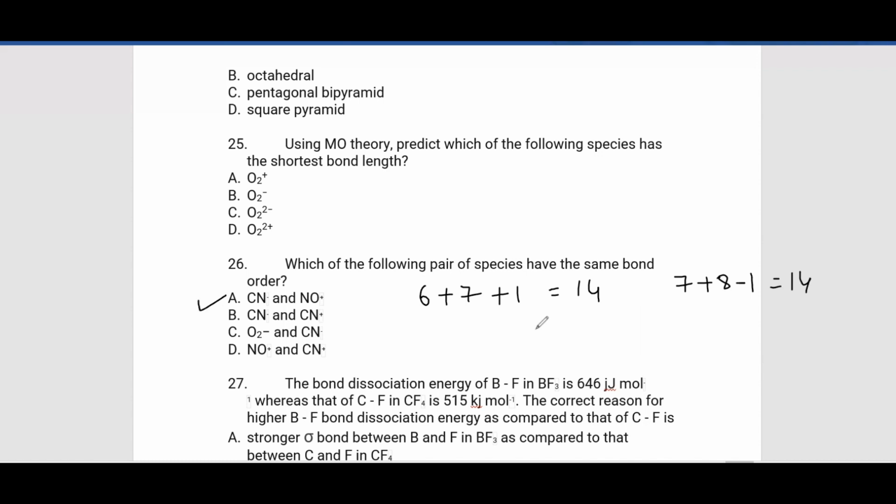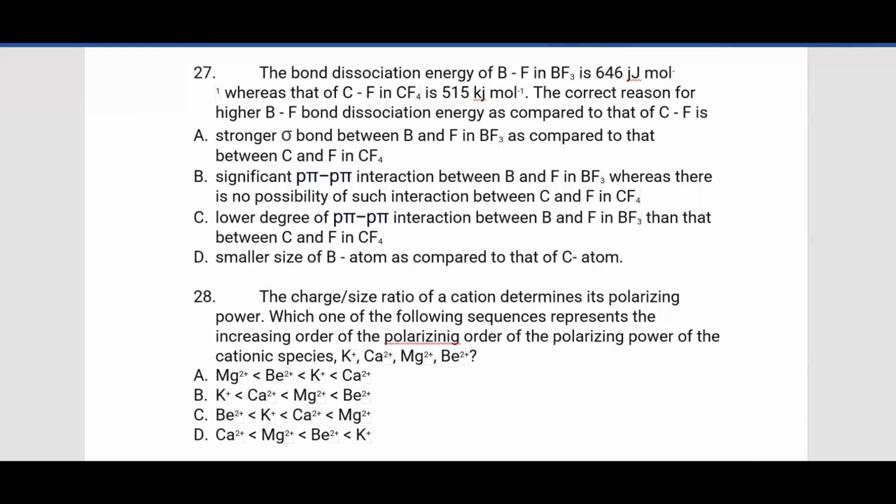Let us check the other options as well. CN minus is having how many electrons? It is having 14 electrons, and CN plus means obviously 6 plus 7 minus 1, and it is 12 electrons in the second option. So the second option is not correct. And in the third option we have CN minus and O2 2 minus. O2 2 minus means oxygen plus 1 electron, so it makes 17 electrons, and CN minus is 14. So this is also not correct. And NO plus we are having 14 electrons, and CN plus how many are we having? 12 electrons, and so this is also not correct. So our answer is option A.